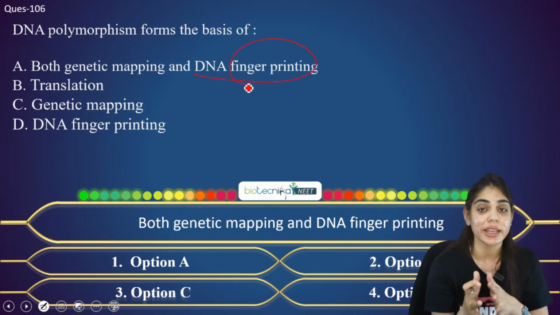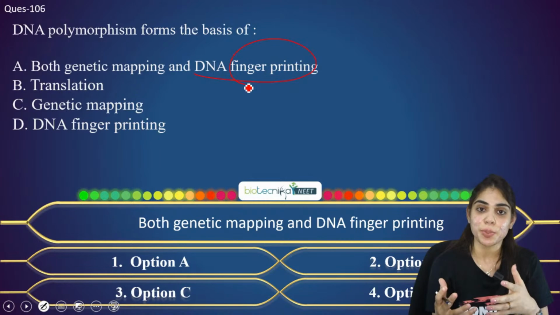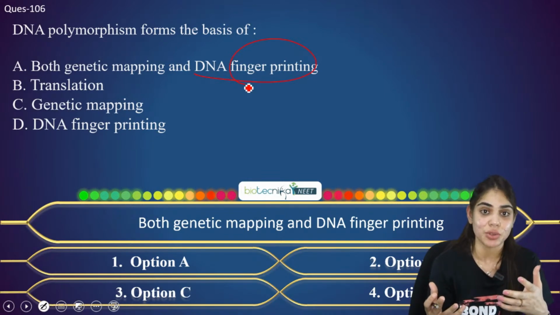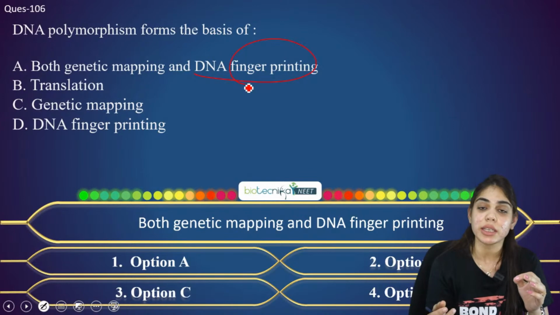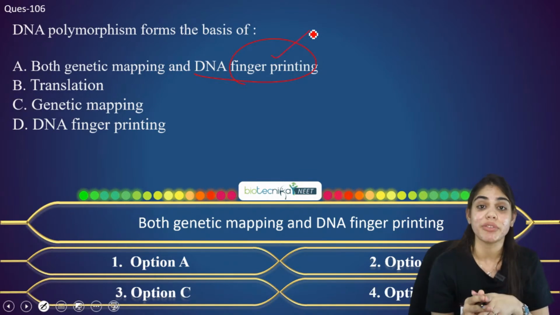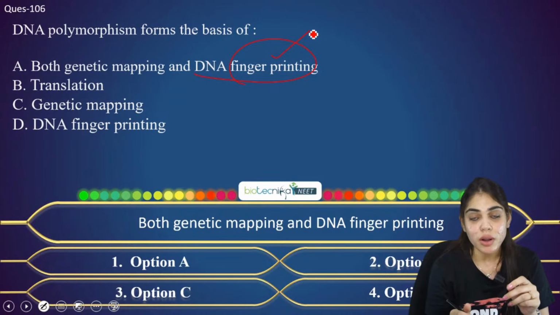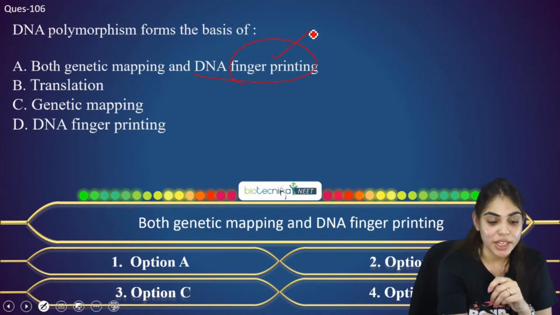Now, what is this DNA fingerprinting? Where you can suspect the criminal, or it is used for diagnostic purposes. Like if some individuals have committed a crime and you want to know who the criminal actually is, at that time this DNA polymorphism is important. So this is exploited in DNA fingerprinting. So this forms the basis of DNA fingerprinting, and you can also use it for genetic mapping.